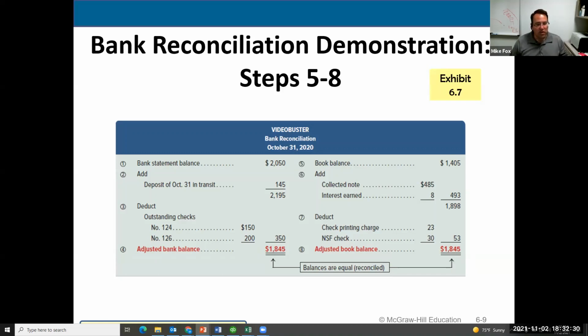And so really, this is just the process we go through every period, every month usually, to make sure that our books match our bank statement. And we have to do this adjustment process to make sure it happens. And even though, like I said, computers do this for us on an ongoing basis, it's still a good process.